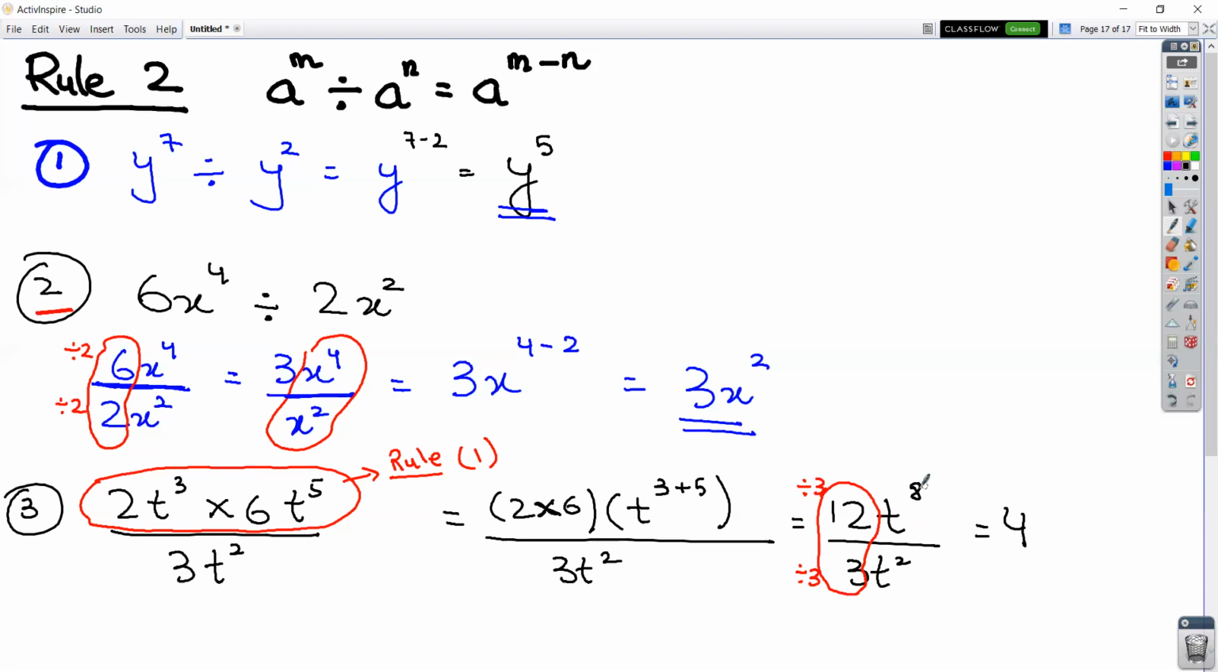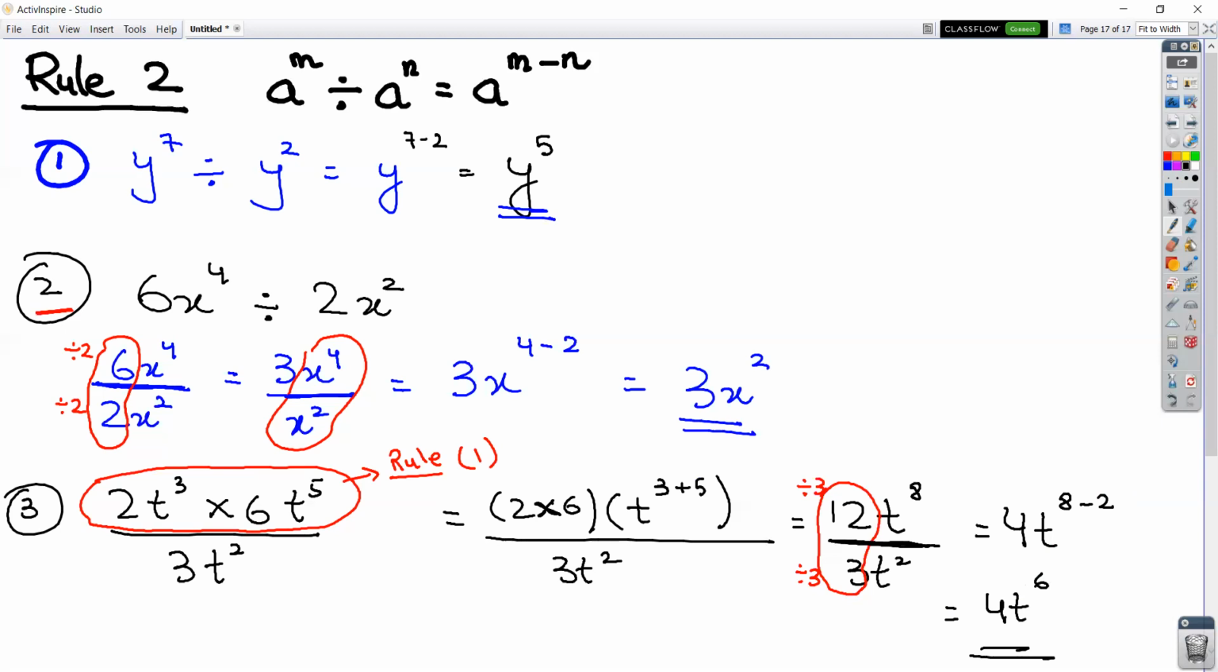Now, there's t power 8 with a divide and t squared. It means whenever there is a divide sign, we minus the powers. So I'm going to write down t with the power 8 take away 2. We can simplify the powers, so it would be 4t and 8 take away 2 makes 6. So this is the simplified form of number 3.